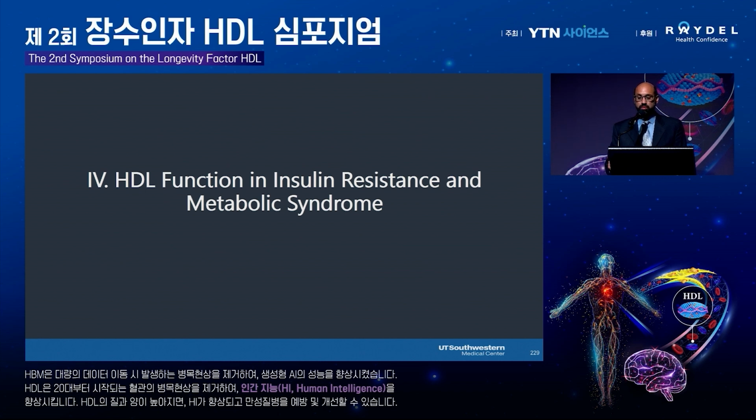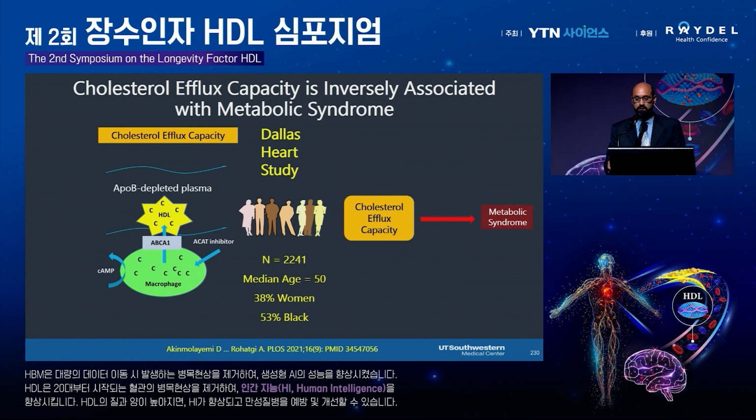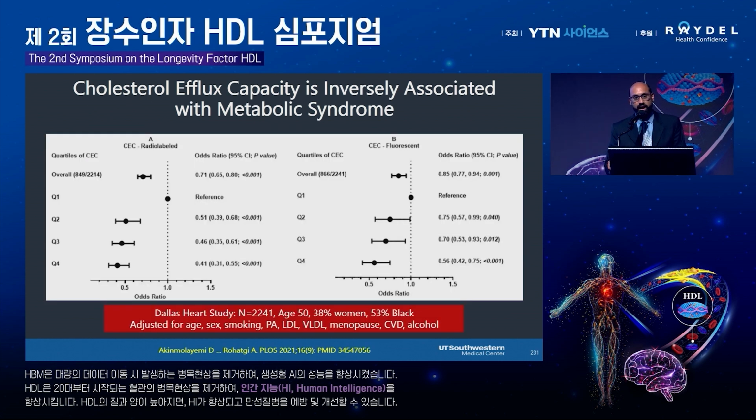And the last piece of the story is the relationship of HDL function with insulin resistance and metabolic syndrome. So in our own study, we had the opportunity to cross-sectionally link HDL function to metabolic syndrome. And what we found was we did two different kinds of cholesterol efflux assays. On the left is cholesterol efflux using a classical radio-labeled tracer for cholesterol, and on the right was efflux using a fluorescent label for cholesterol. In fact, they're quite different in how they behave in the assays and also how they predict metabolic risk.